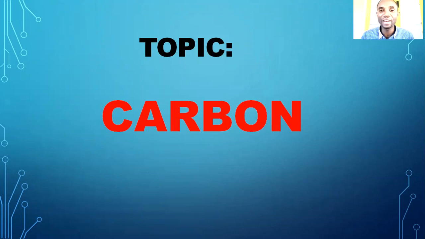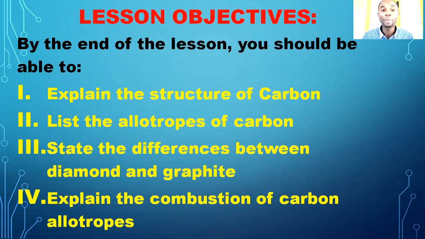It's expected by the end of this particular class, you should be able to explain the structure of carbon. You should be able to list the allotropes of carbon. You should be able to state the differences between diamond and graphite. And lastly, you should be able to explain the combustion of carbon allotropes. So these are the 4 things we want to achieve by the end of this particular class.